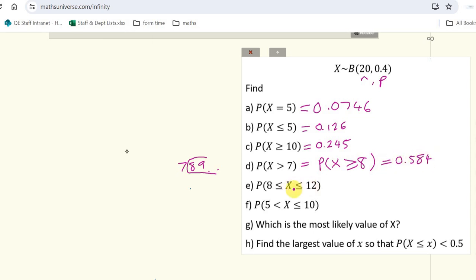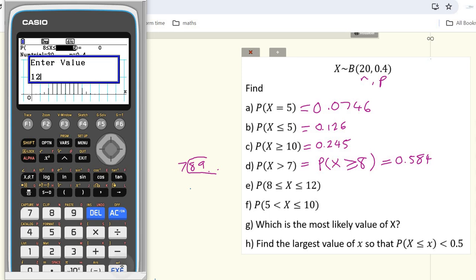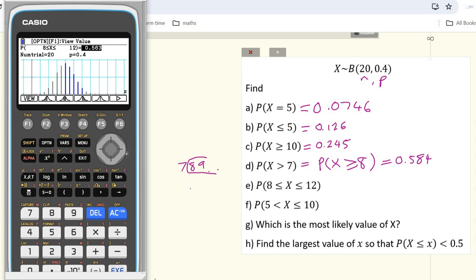Okay, now we have an in-between one. If you look at the bottom, you can see there's an in-between one at F3. So I'm going to press F3 and my lower number is going to be 8 and my upper number is going to be 12. I enter those and we get my probability. I'm going to view it this time: 0.563.